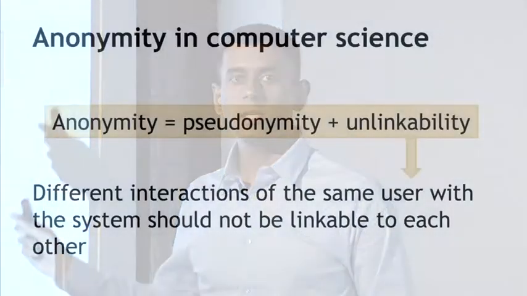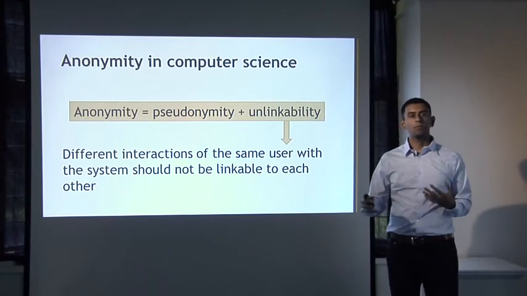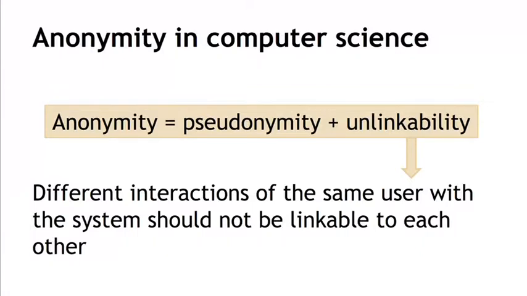Is there a clear definition of what it would take for something to be called anonymous? At a conceptual level, the answer is very simple. Anonymity in computer science is just pseudonymity together with unlinkability. So what is this property called unlinkability? At an intuitive level, we'll get into better definitions in a little bit, but at an intuitive level, what unlinkability means is that as a user interacts with a system repeatedly, these different interactions should not be able to be tied to each other from the point of view of some adversary. So you have to be talking about a specific adversary for this to even make sense.